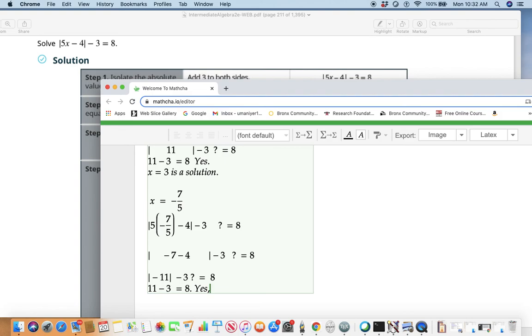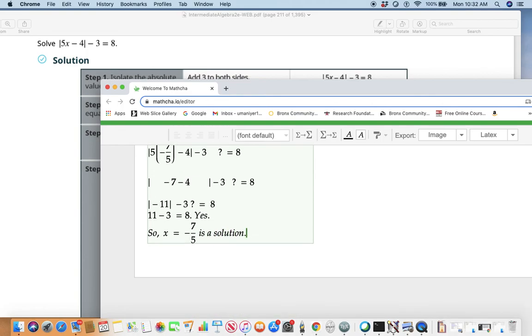Yes. So x equals negative 7 over 5 is also a solution. And that's it. We found two solutions: one is 3, the other is negative 7 over 5. Okay, that completes the solution to this problem. Let's continue in our next video.